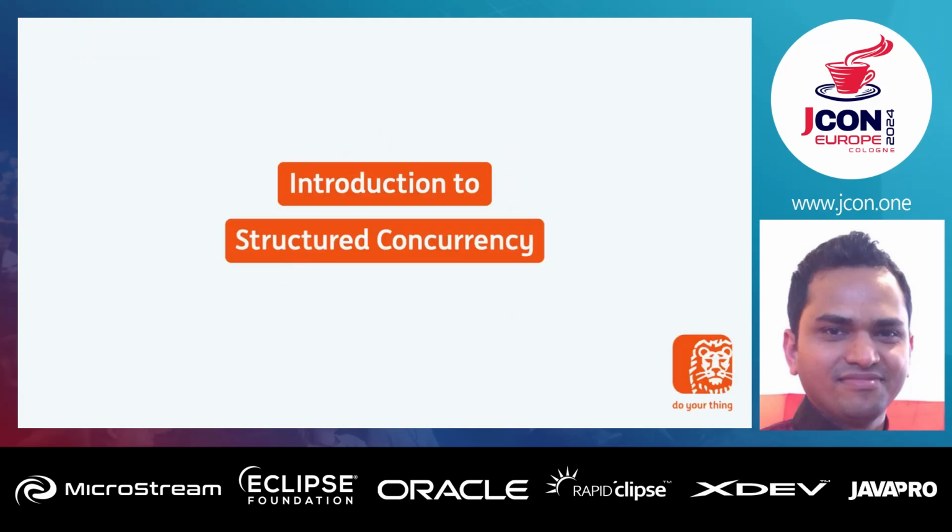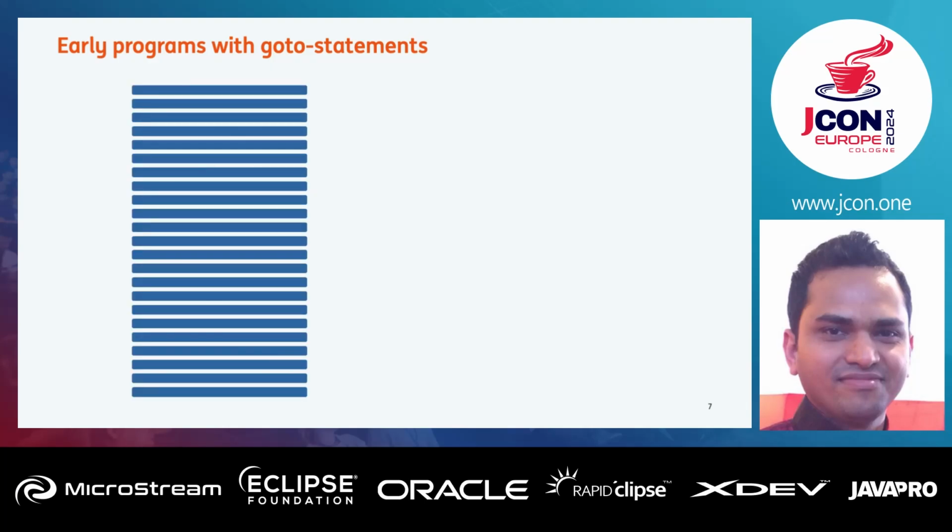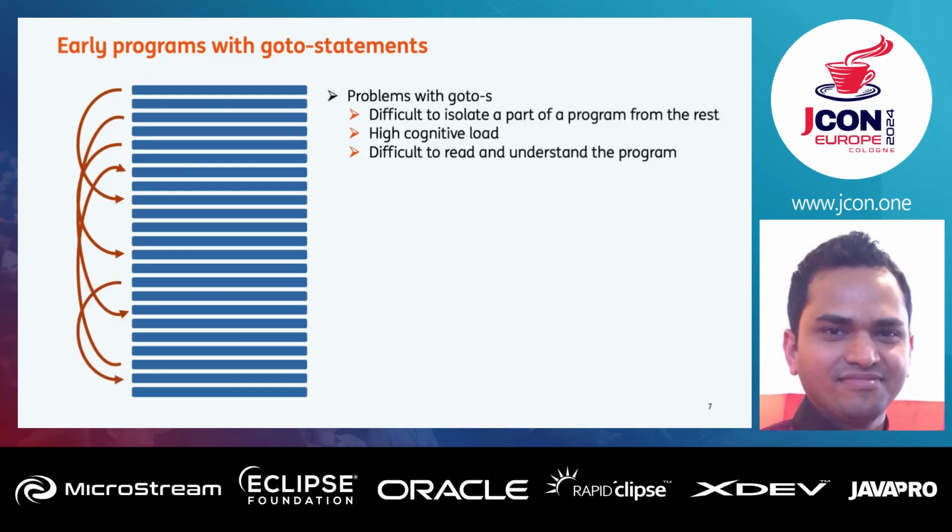OK, so let's start with the first part, introduction to structured concurrency. And for that, let's go way back in time to early programs. Early programs where the only mechanism to control the control flow of the program was goto statements. Now, what you see here is a program with a sequence of instructions. And then you could use goto, which were interspersed in the program. And the thing with goto was that if you had a few of these goto statements, you could still understand what is going on in the program. You could still wrap your head around it. But if you have too many of them, your program becomes spaghetti.